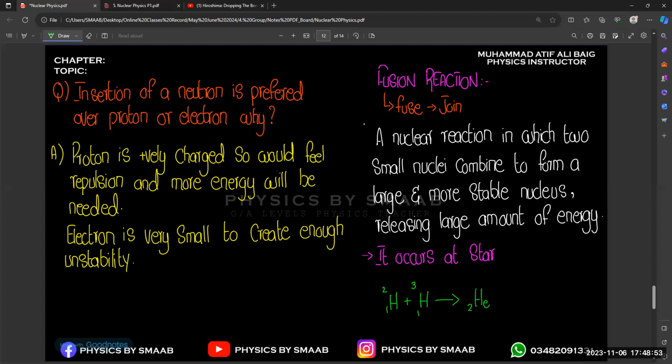So it will combine and form helium, right? Basically, initially the reaction starts with the hydrogen nucleus, and we know that there are multiple isotopes of hydrogen. So two hydrogen isotopes, two different nuclei, combine, and it will form helium plus a neutron, right?